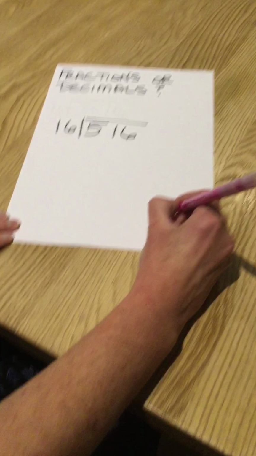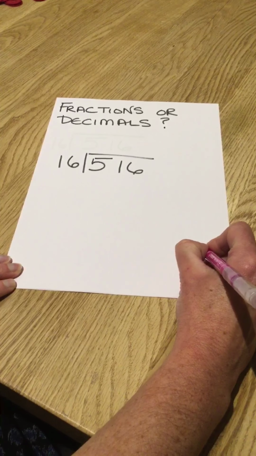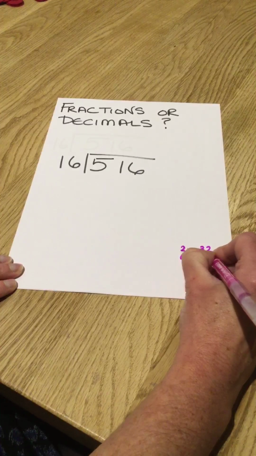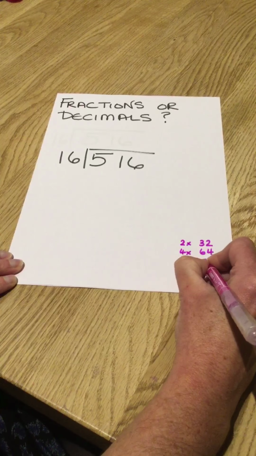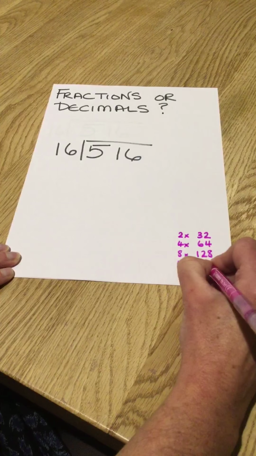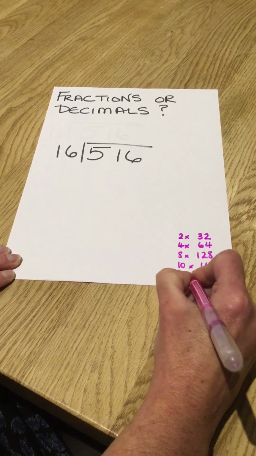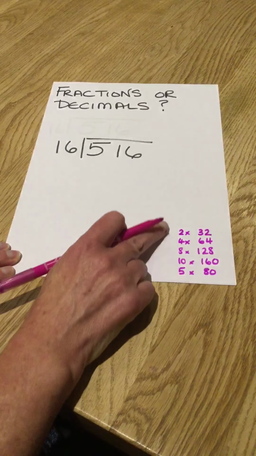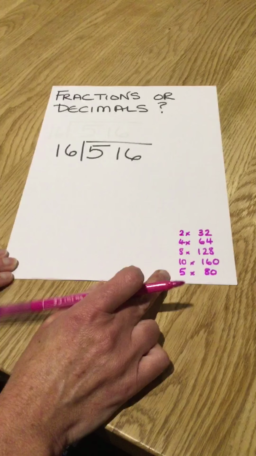Let's start by doing our quick calculations. 2 lots of 16 is 32. So 4 lots is 64. So 8 lots is 128. I can then go to 10 lots and know it's 160. So I know that 5 lots of 16 is going to be 80. Remember, I don't need to do all of the values because I can use these to calculate if I need to.